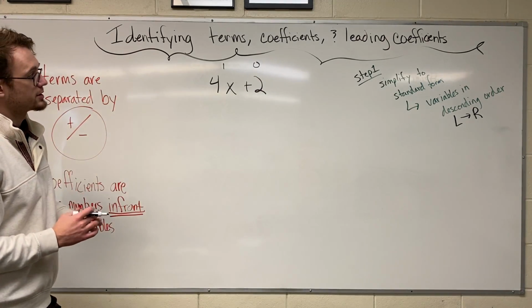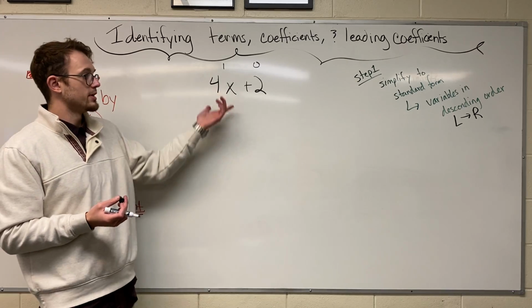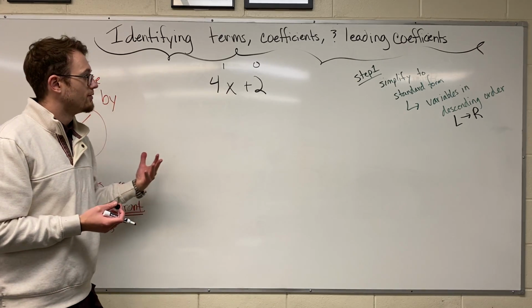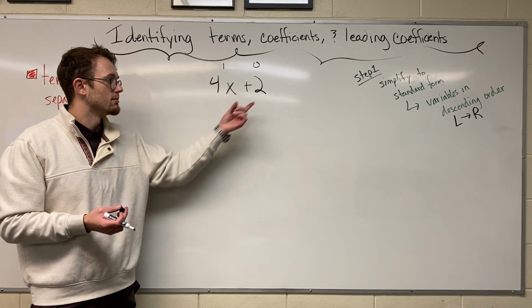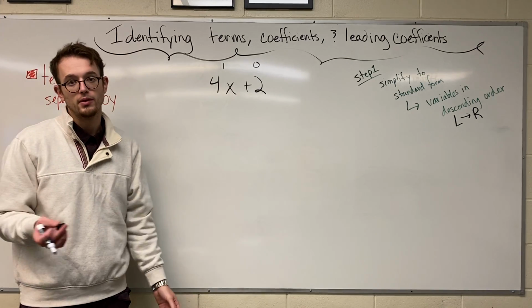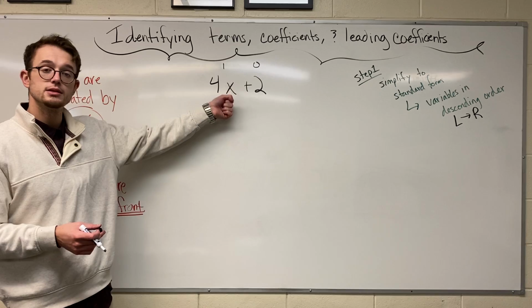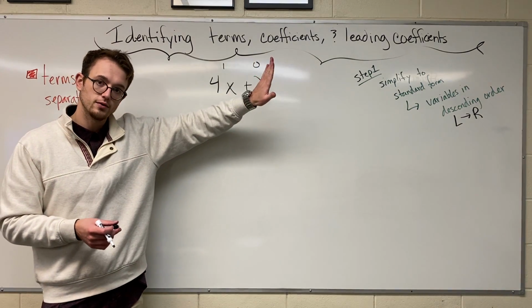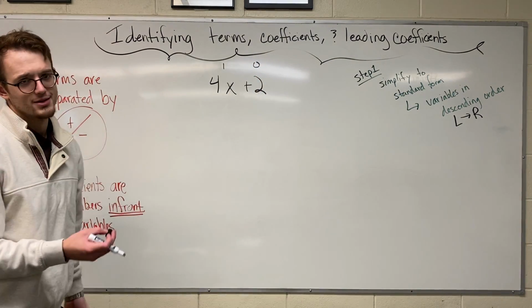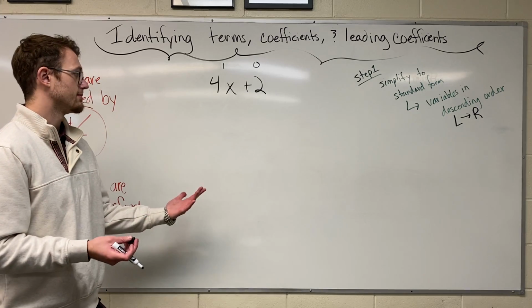So my next question is, is it simplified? Is that as simplified as it gets? Is that standard form? Can I combine anything? Can I combine the 2 and the 4x? No, I cannot. So this is already simplified. Step one, checked off. All right, and really there's only one step actually. That's just the first step.